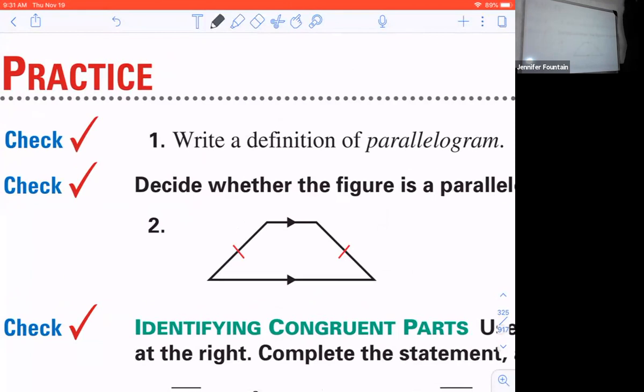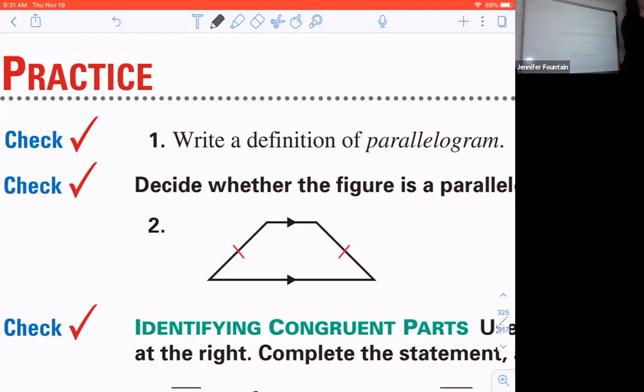Parallel sides. How many? Five parallel sides? Four parallel? And they're all parallel to each other? No, two sides are parallel to one another. So we have two pairs of parallel sides, because it's a four-sided figure. Number one is a four-sided figure that has two pairs of parallel sides.